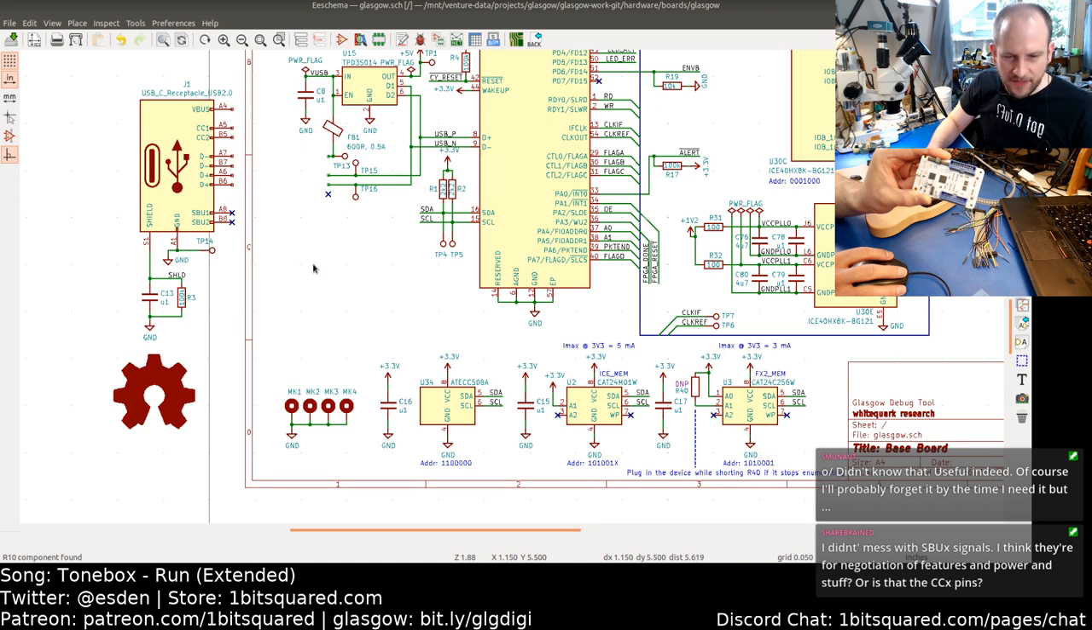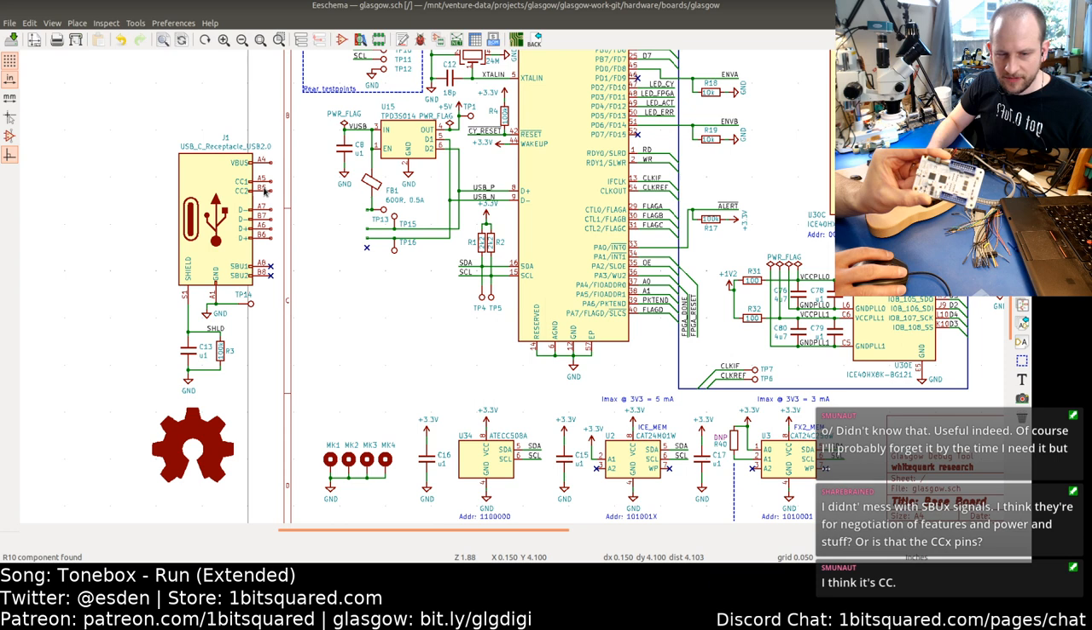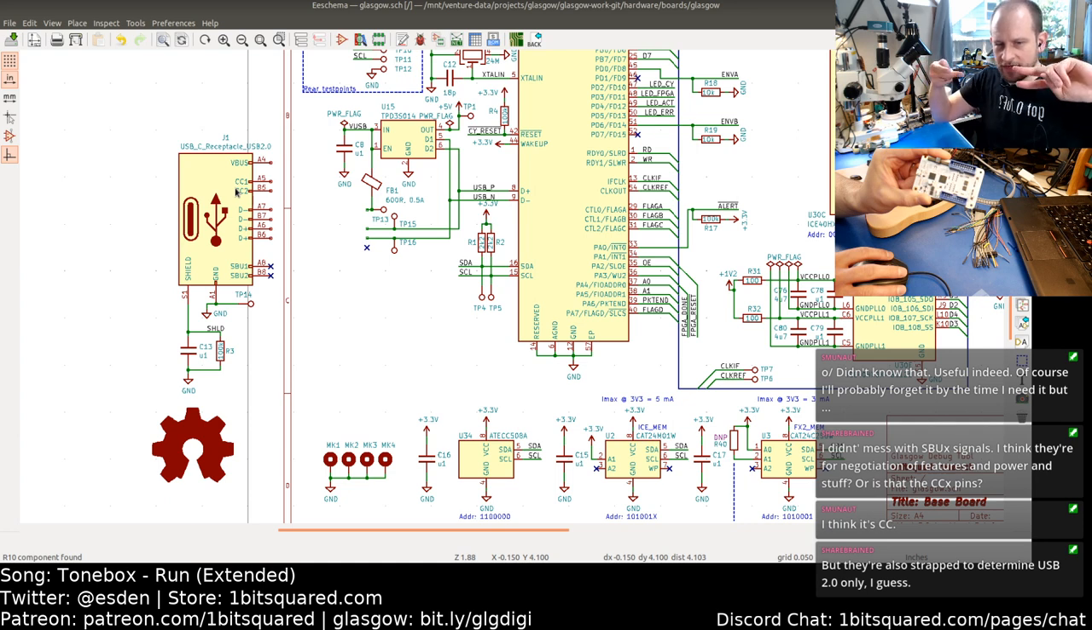The CC pins, I think, are for the negotiation. I think they can be strapped with resistors. This is what we will be doing here to have basic functionality. But when you want to negotiate, CC is also used to determine what orientation the cable is in, so you need two separate resistors.